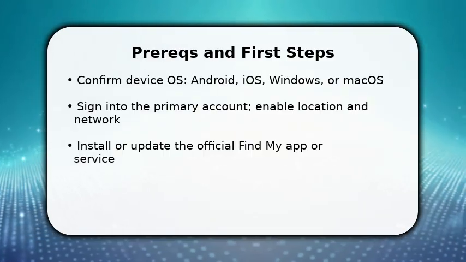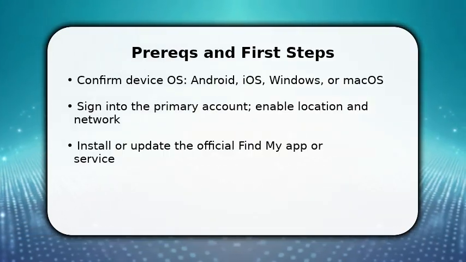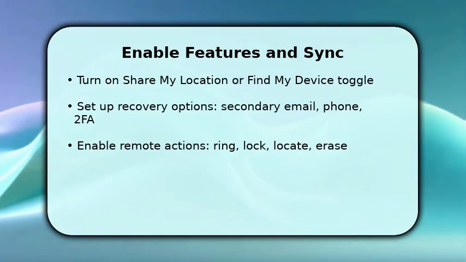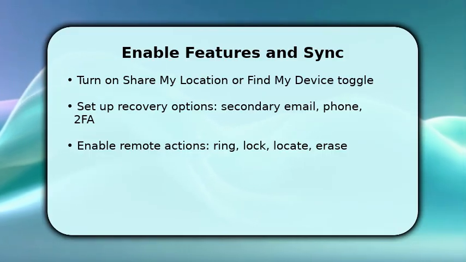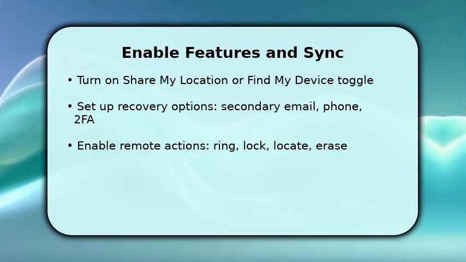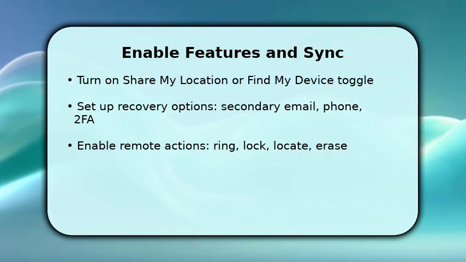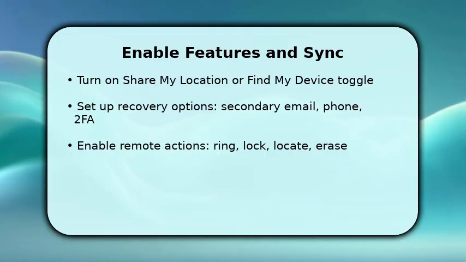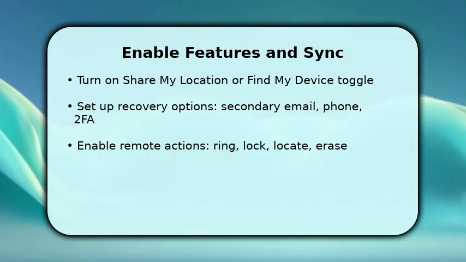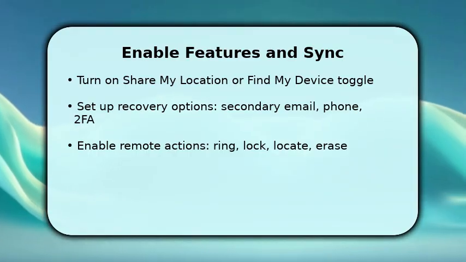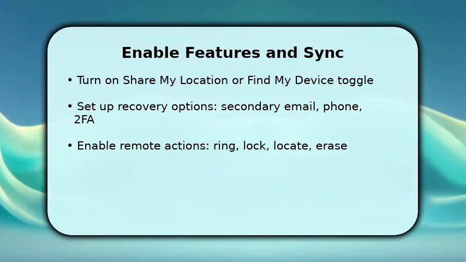to work reliably. Now you enable the core features and sync them across devices. In Settings, turn on the Find My toggle and share My location for linked accounts. Make sure devices appear in the same account list. Configure recovery options such as a secondary email, phone number, and two-factor authentication to prevent unauthorized access. Then confirm remote actions, ring, lock, locate, and erase, are permitted. This step ensures you can take immediate, secure actions if the device goes offline or moves.